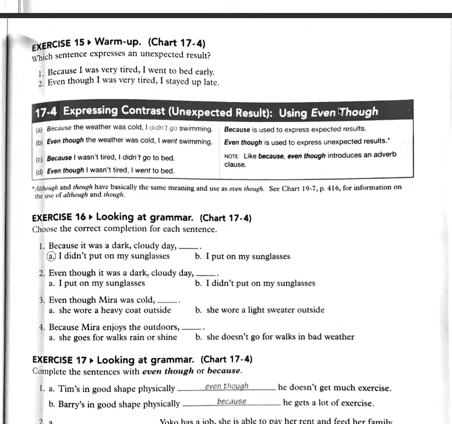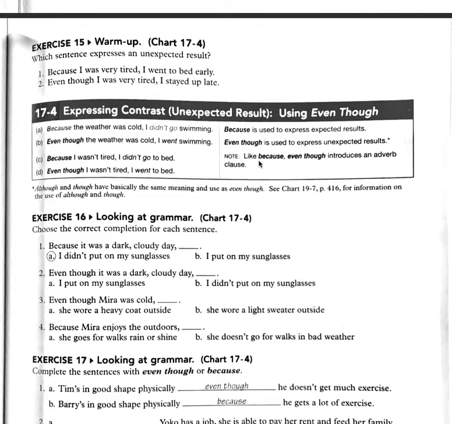Okay? So, if we look at examples A, B, C, and D. Because the weather was cold, I didn't go swimming. Because is used to express expected results. Letter B. Even though the weather was cold, comma, I went swimming. Even though is used to express unexpected results. Because I wasn't tired, I didn't go to bed. Even though I wasn't tired, I went to bed. Like because, even though introduces an adverb clause. Okay?